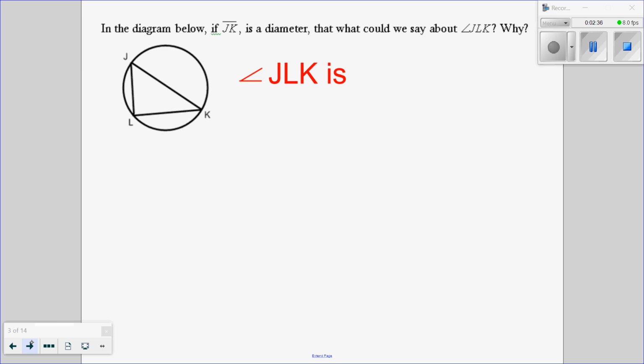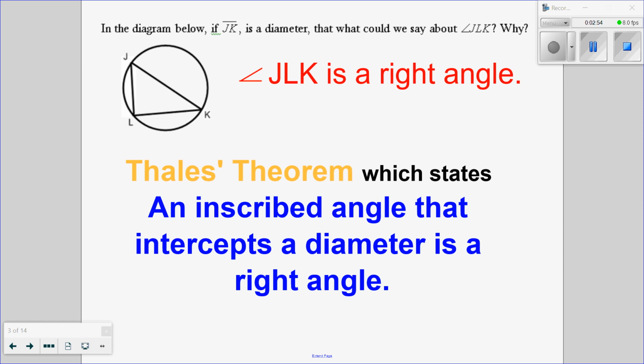Next, we watched a video on this. In the diagram below, if JK is a diameter, then what would we say about angle JLK? Well, angle JLK would be half of the intercepted arc. Since JK is a diameter, then JLK is a right angle. Now, in our proof, we can say just Thales' theorem. It is okay to just write Thales' theorem and then move on to the next step. You can just write that as the reason why angle JLK is a right angle.